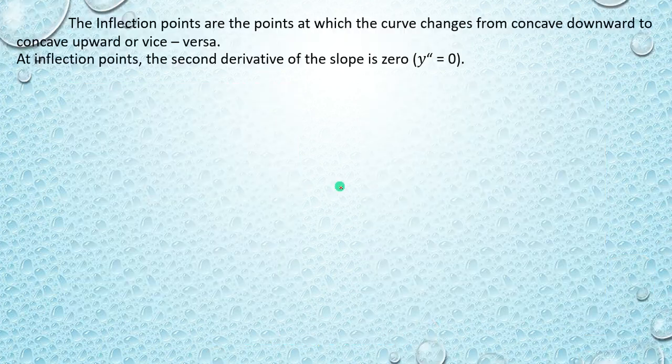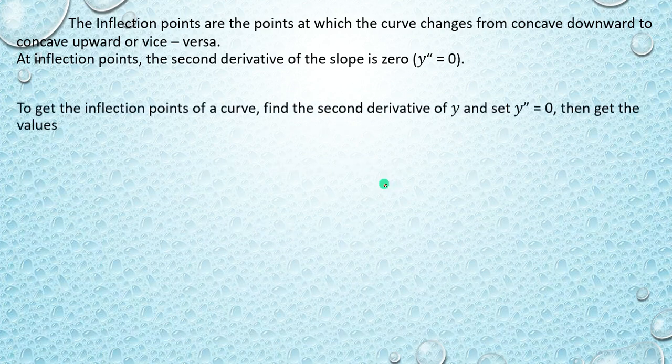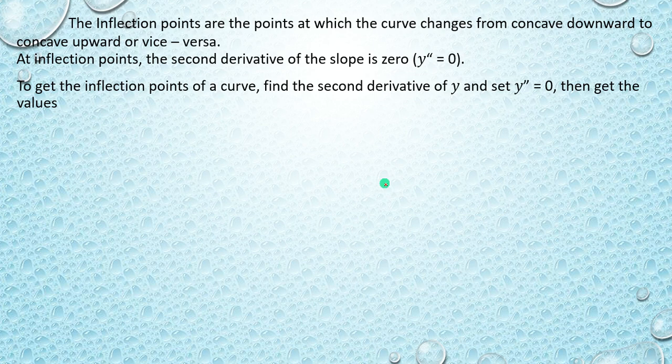What does it mean? The inflection points are the points at which the curve changes from concave downward to concave upward or vice versa. At an inflection point, the second derivative of the slope is 0. To get the inflection point of the curve, find the second derivative of y, or the original equation of the curve, and set y double prime, or the second derivative, to 0. Then get the values.